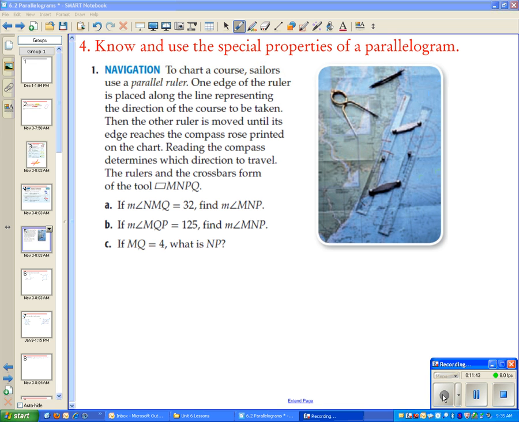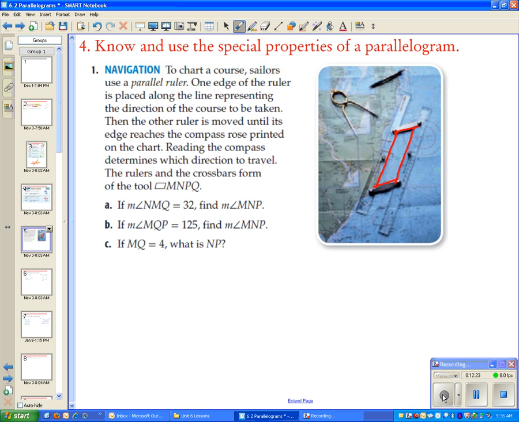The rulers and the crossbars form the tool's parallelogram MNPQ. So I can't see it on mine. Can y'all see it? The parallelogram they want us to see. It's this. Yeah, it's there. Actually, it's probably the outer edge. It's there, and there, and then there, and then there. That's the parallelogram formed by those two rulers. Okay? So let's see here.